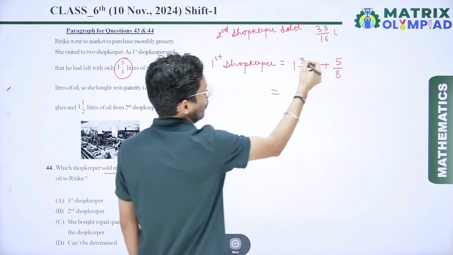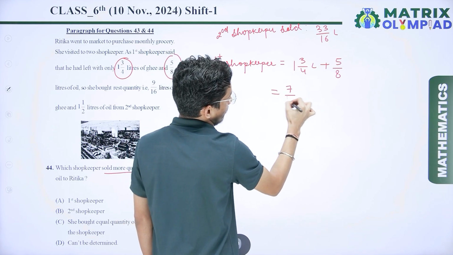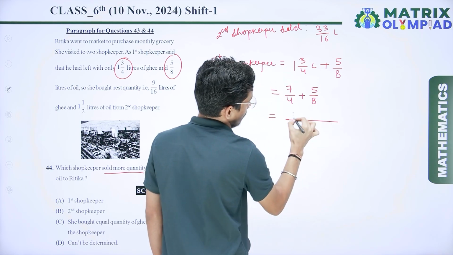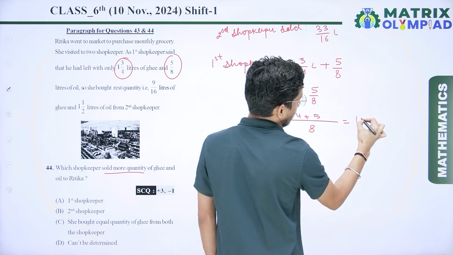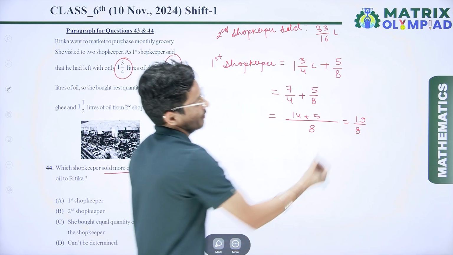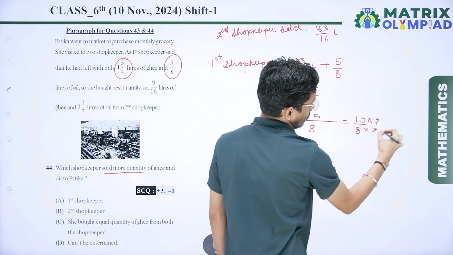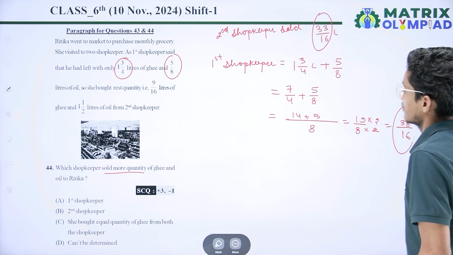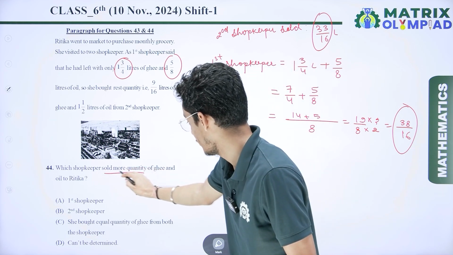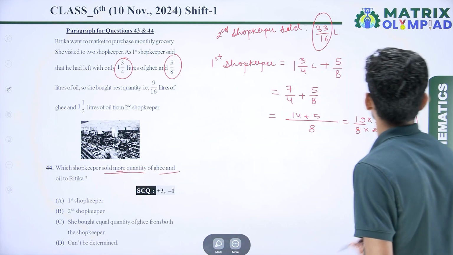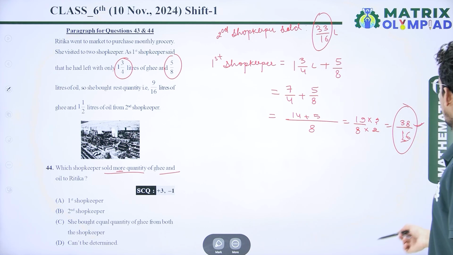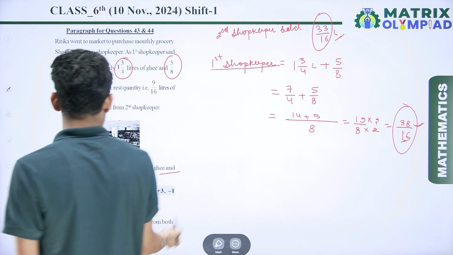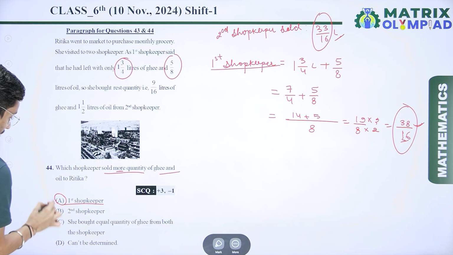So simplify, 4 1s are 4, 4 plus 3, 7. So here I get 7 upon 4 plus 5 upon 8. If I take LCM here, I get 8. So 7 2s are 14 plus 5. So here I get 19 upon 8. If I multiply numerator and denominator with 2, here I get 38 upon 16. So if I compare this one to this one, the question is which shopkeeper sold more quantity of ghee and oil to Ritika. Here shopkeeper 1 sold 38 upon 16 liter, and the other sold 33 upon 16 liter. So I can say that shopkeeper 1 sold more quantity.